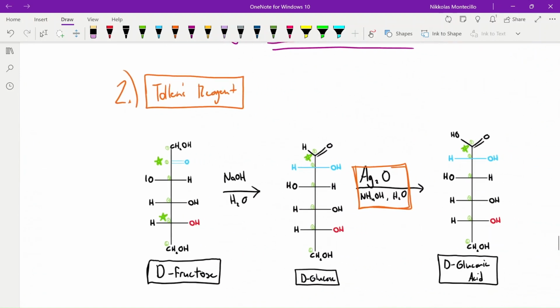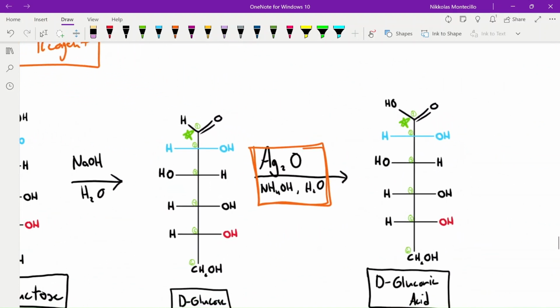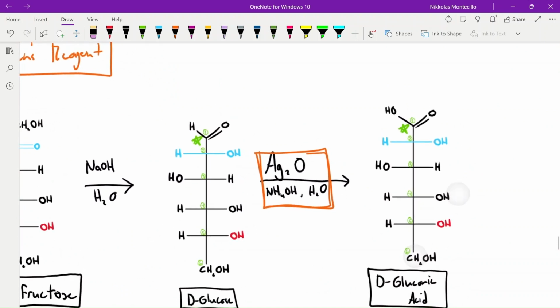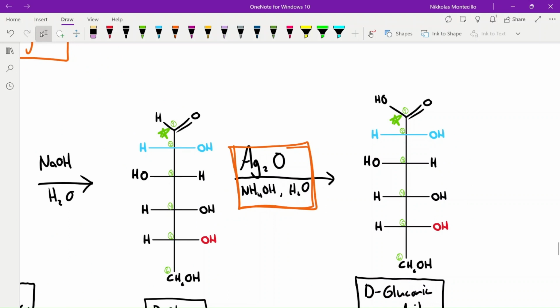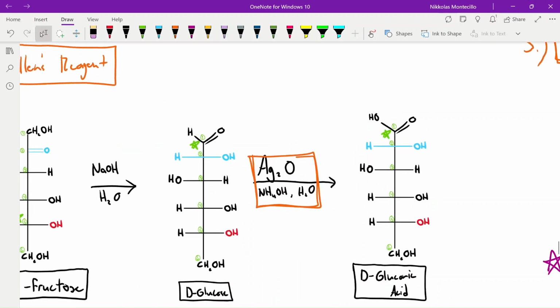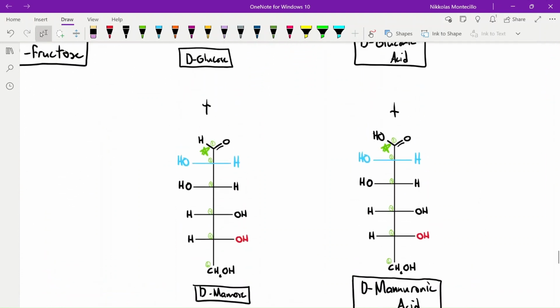Next, once the ketose has been converted into an aldose, we can use Tollens' reagent, being that silver oxide will convert D-glucose into D-gluconic acid. Okay.